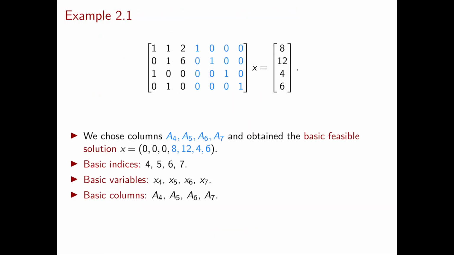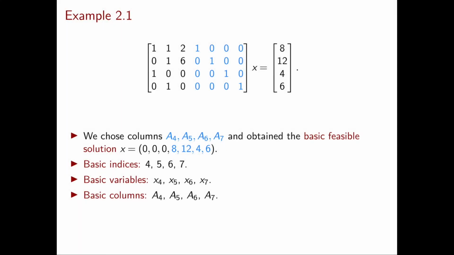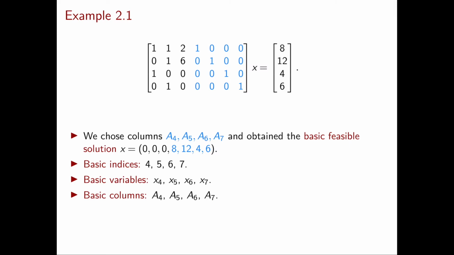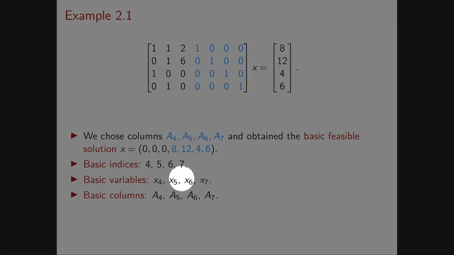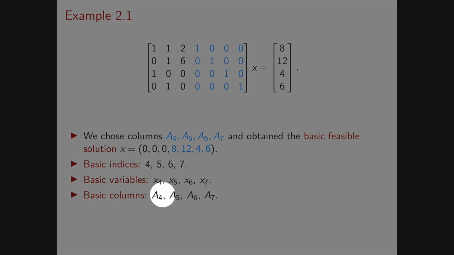To get familiar with the notation that I just introduced, let's see again our example. Here we chose columns A4, A5, A6, and A7 and obtained this basic feasible solution. So in this example, the basic indices were 4, 5, 6, and 7. Correspondingly, the basic variables are x4, x5, x6, and x7. And the basic columns are A4, A5, A6, and A7.